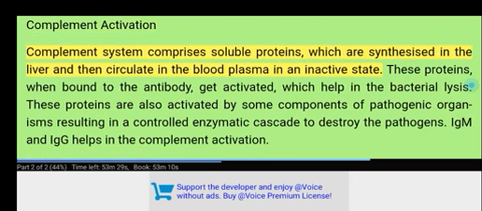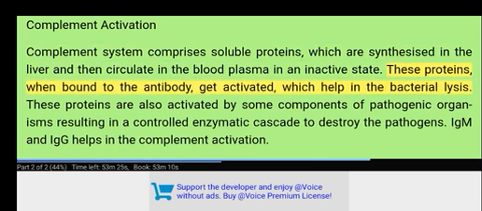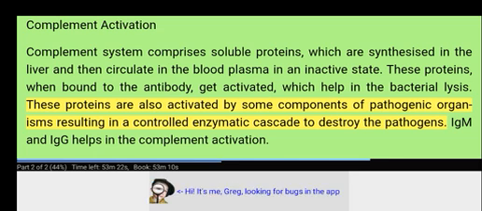Complement activation. The complement system comprises soluble proteins, which are synthesized in the liver and then circulate in the blood plasma in an inactive state. These proteins, when bound to the antibody, get activated, which helps in bacterial lysis. These proteins are also activated by some components of pathogenic organisms, resulting in a controlled enzymatic cascade to destroy the pathogens. IgM and IgG help in the complement activation.